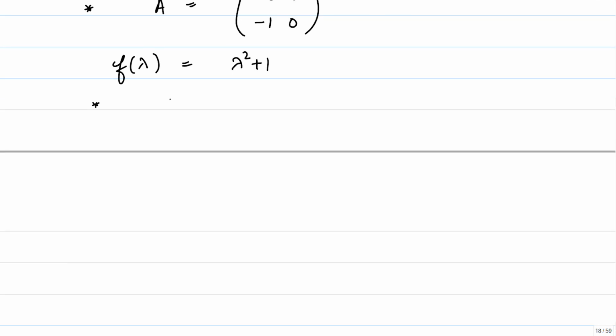Let's look at another simple example, playing with zeros and ones. What will f of lambda be here? F of lambda is lambda square, and notice that this is lambda minus 0 into lambda minus 0. So again it splits. So there are cases when it splits and there are cases when it doesn't split.